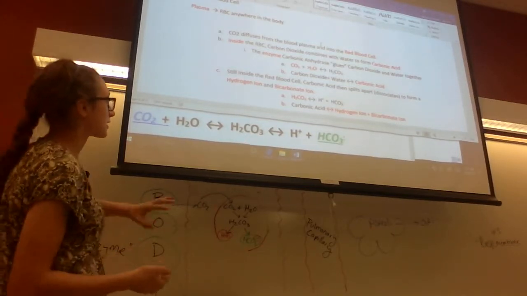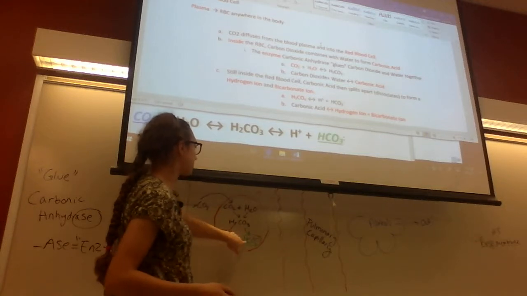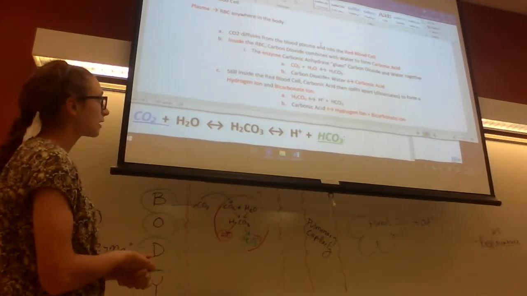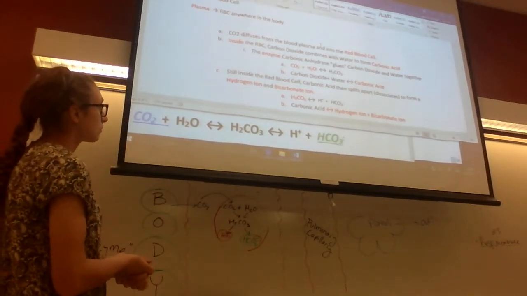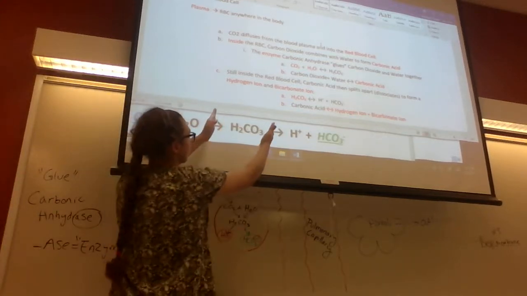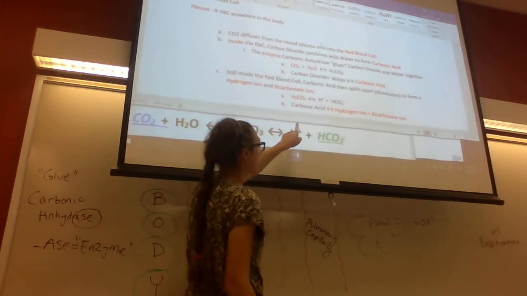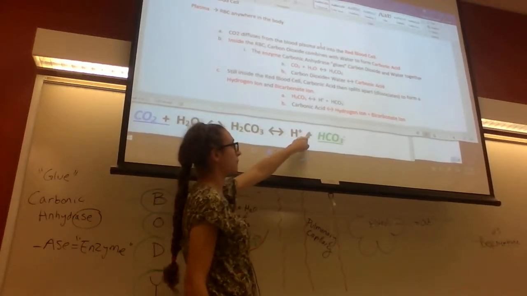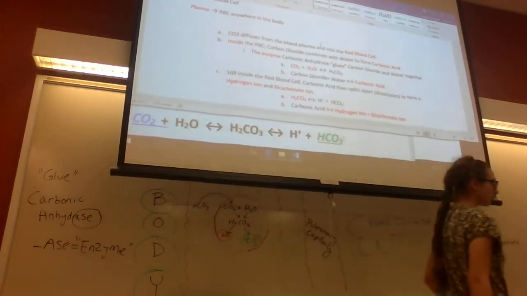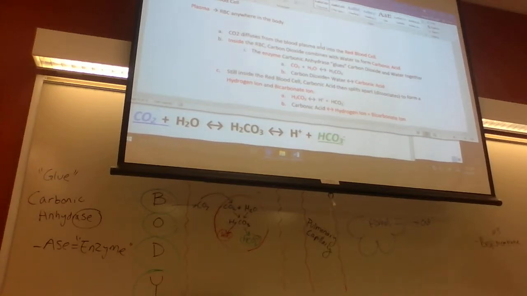So that's still inside the red blood cell. Carbonic acid splits to form it. So that's what this equation is, this part. Your carbonic acid right here forms bicarbonate ion and hydrogen ion. Ion because of the plus and minus at the top and bottom. Does that make sense so far? So we're inside the red blood cell. We're happy.